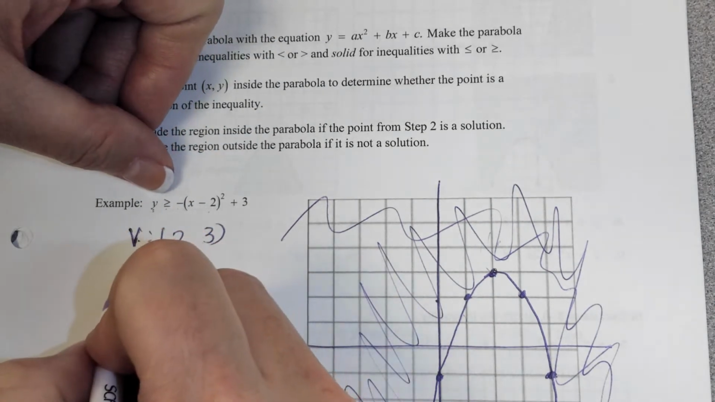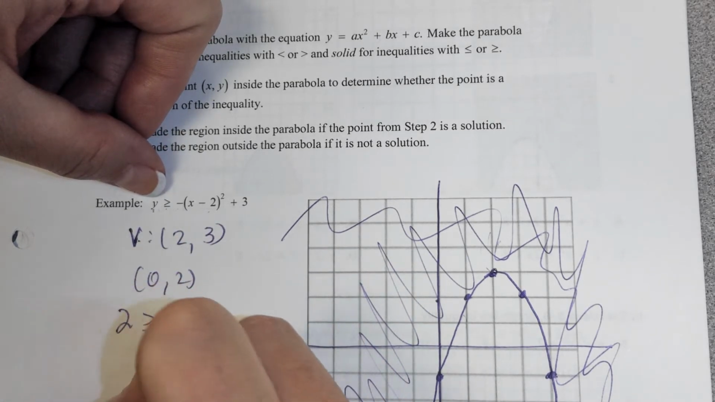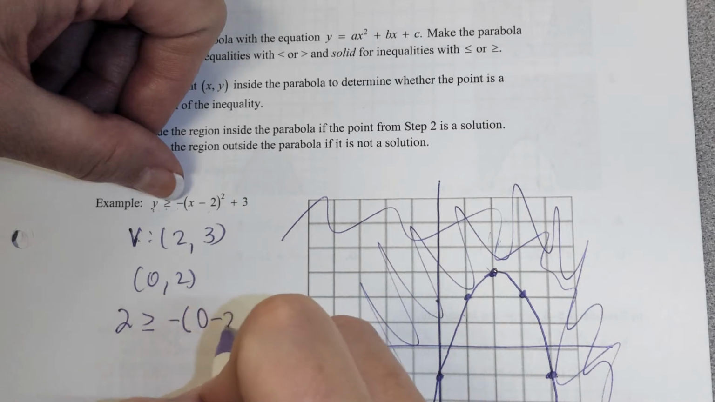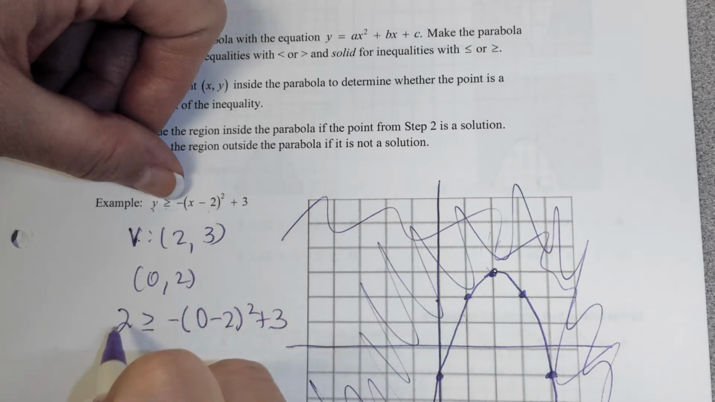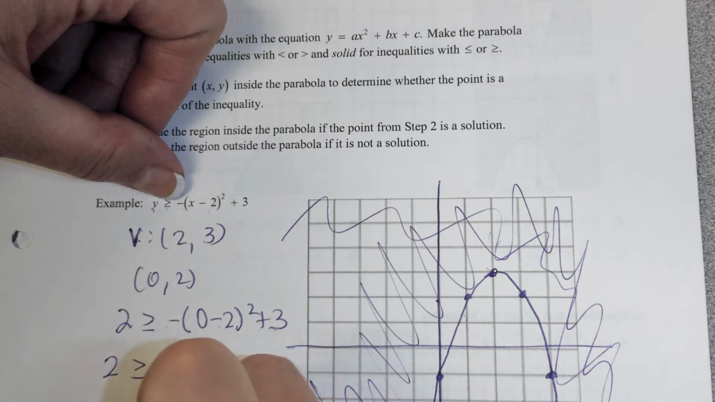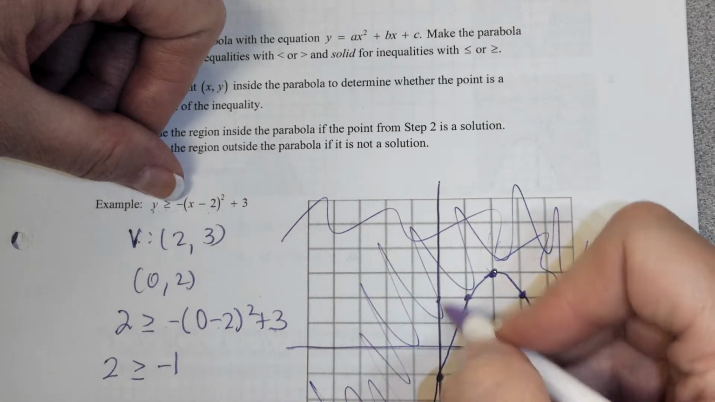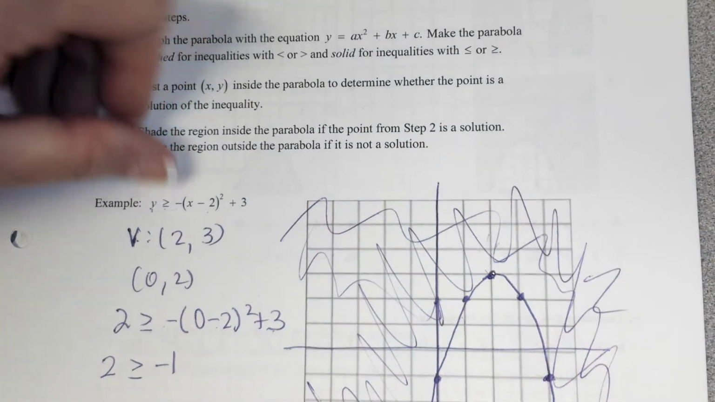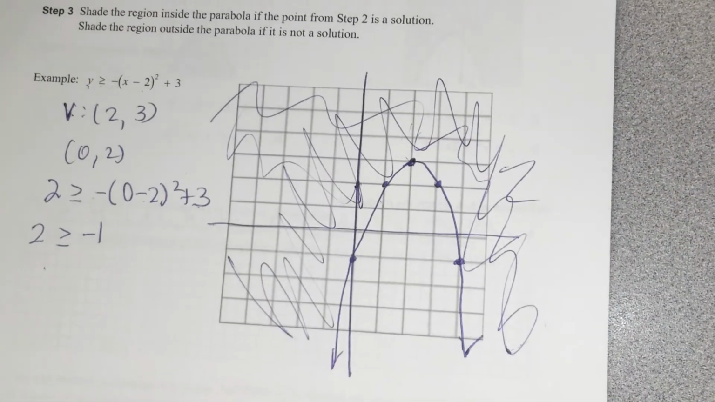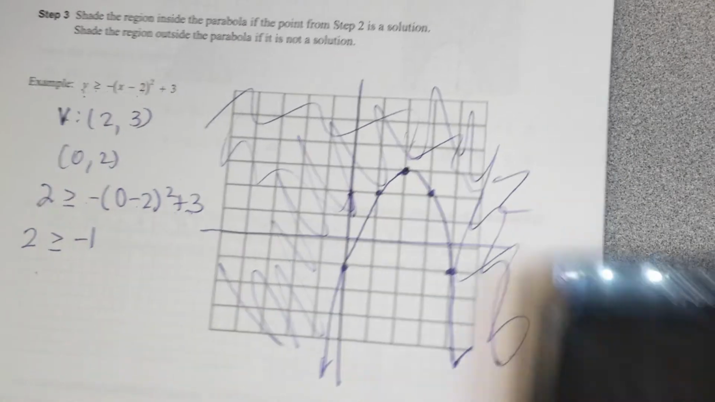If I plug in 0, 2, I'm going to plug in 2 for y. I'm going to plug in 0 for x. 2, is that greater than or equal to? -2 squared is 4. -4 plus 3 is -1. Is that true? Yes, it is. So wherever 0, 2 is, you want to shade there. Okay, that's the way they tell you to do it. I just tell you, graph the y's that are greater than the parabola.